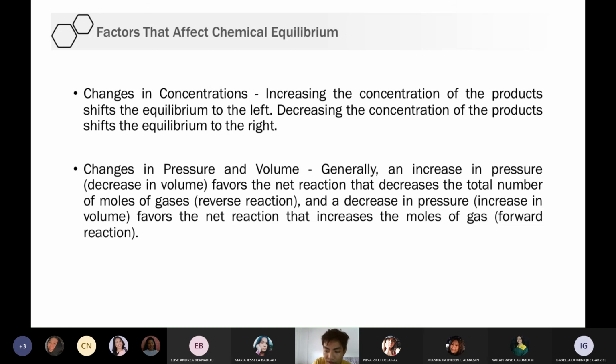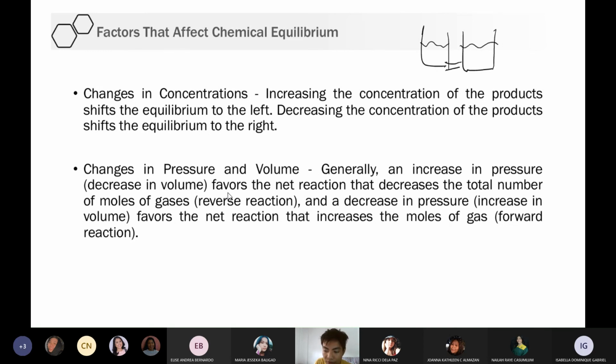Very helpful dito yung logic natin sa bucket. Imagine nyo, dalawang bucket connected to each other. Pag ito, dinagdagan mo, mapupunta yung tubig sa right side, to the right yung shift. Pag ito, dinagdagan mo ng tubig, mapupunta sa left side yan. Pag ito, binawasan mo, pupunta sa left yan. Pag ito, binawasan mo, papunta sa right yan. That will be the shortcut in order to memorize this. Isipin nyo itong dalawang buckets.